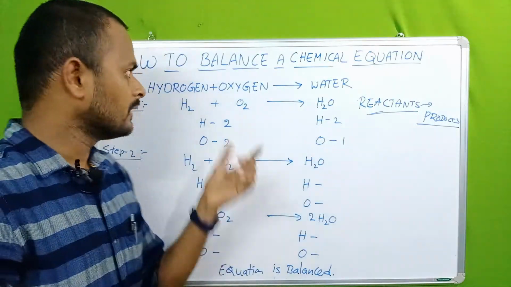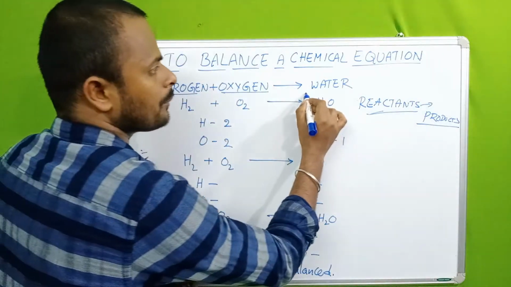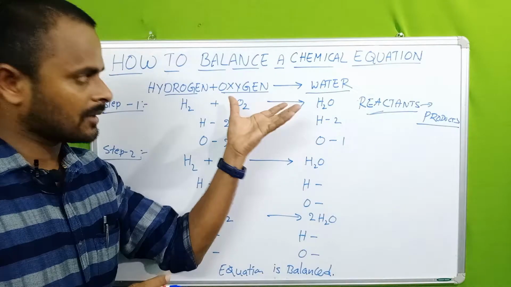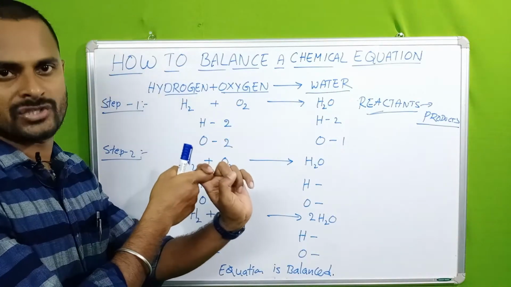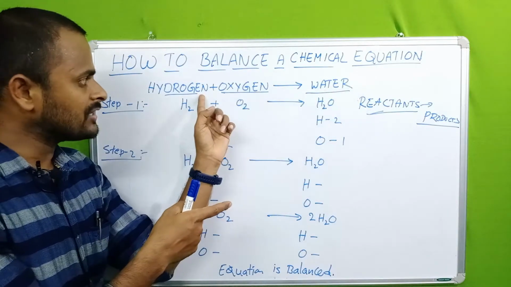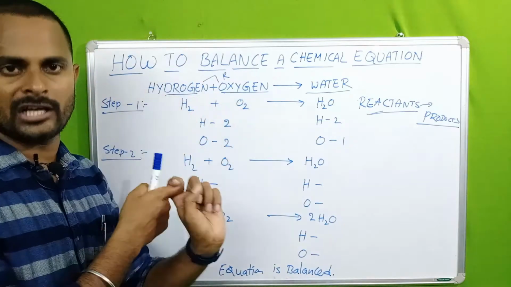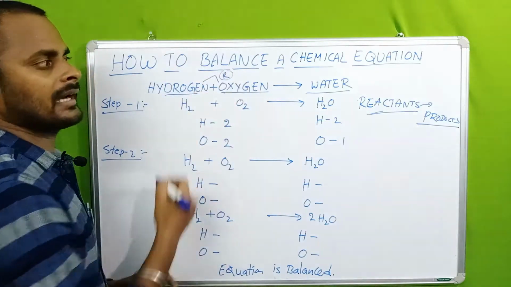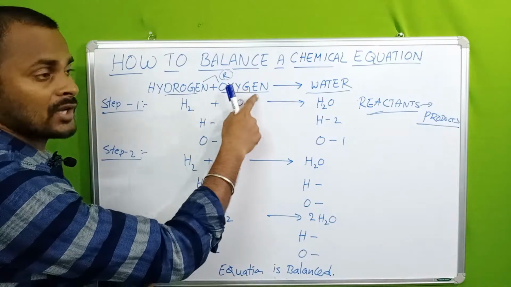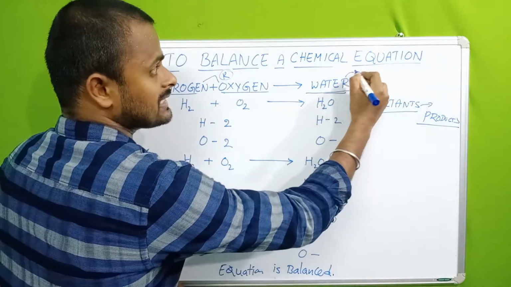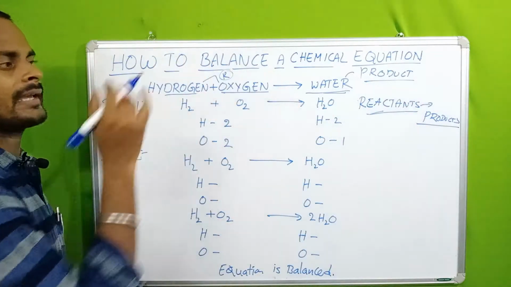For example, hydrogen is reacting with oxygen, forms water. This is a chemical equation. In this, hydrogen and oxygen react with each other and form water. So these two are reactants. These are participating in the reaction. Here the new product which is formed by the action of the hydrogen and oxygen is water. So this is the product. So this is called a chemical equation.